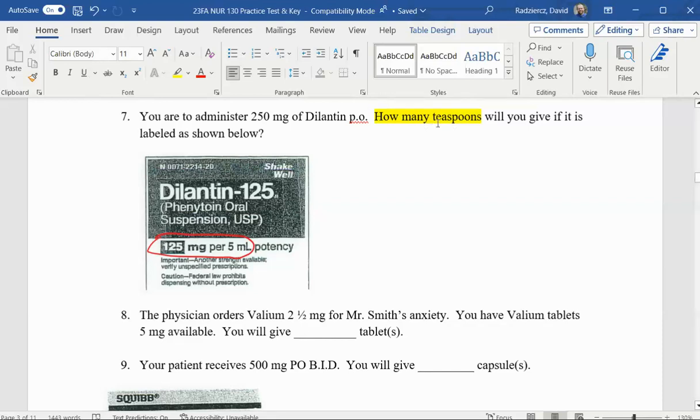So this one is asking how many teaspoons. But we look at our label and it says 125 milligrams per 5 ml. So we know how many milligrams per volume in order to calculate how many milliliters, or in this instance, teaspoons, to administer to our client or our patient.